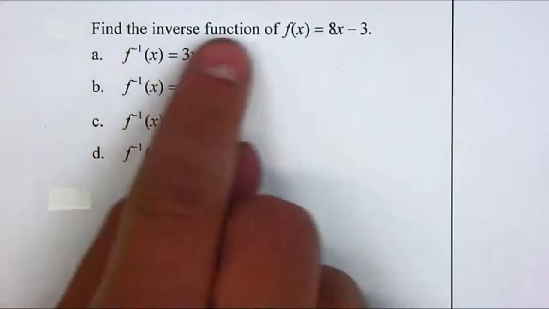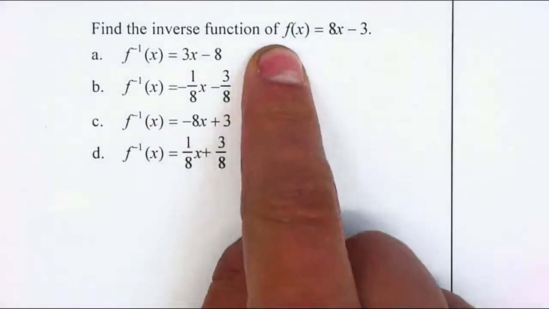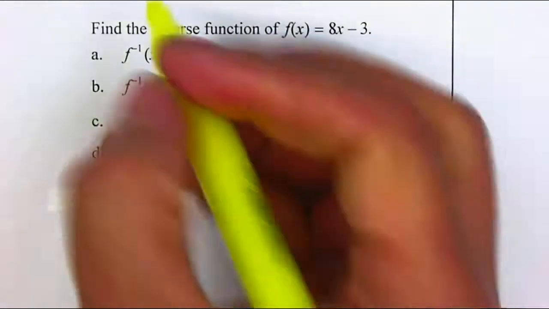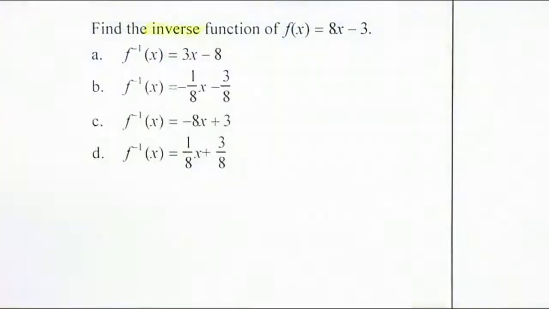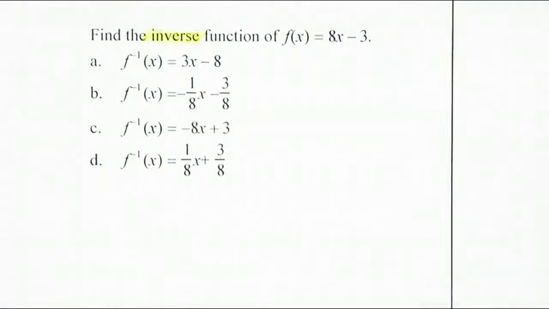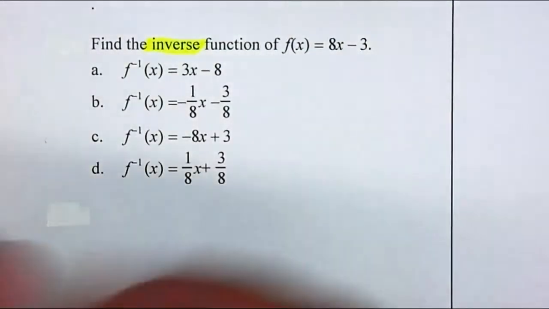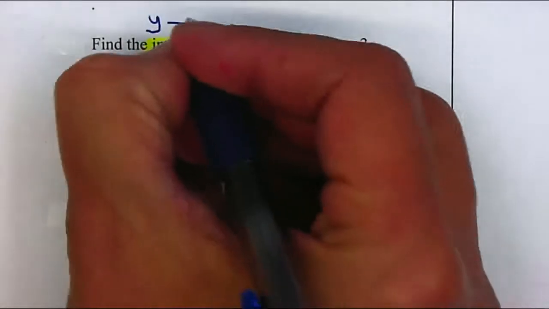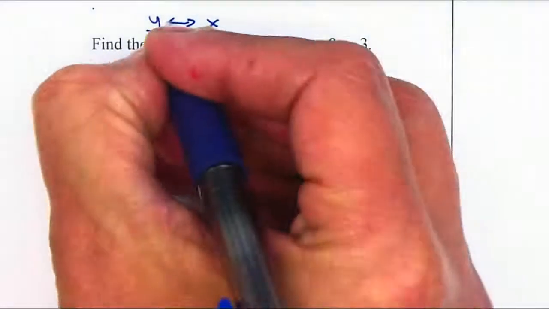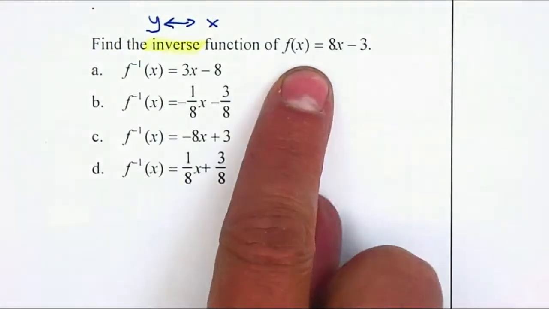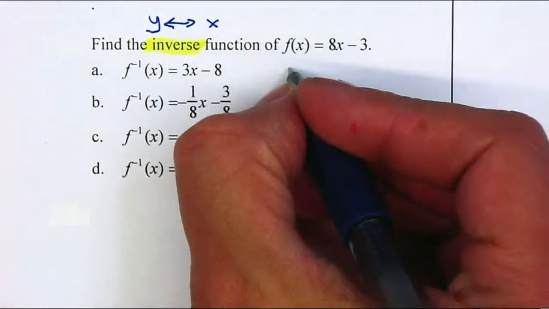Find the inverse function of f of x, which is equal to 8x minus 3. So I need to be able to find the inverse. If you guys remember, to be able to find the inverse, the y becomes an x, and the x becomes a y. Now some of you guys will say, well, there's no y in here. You have to remember that your f of x stands for y.